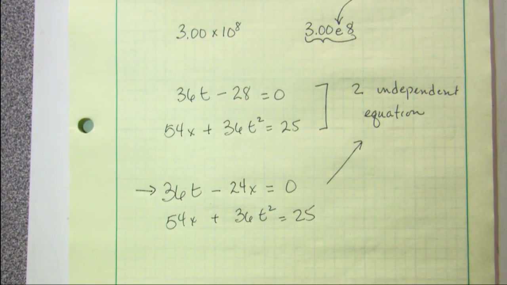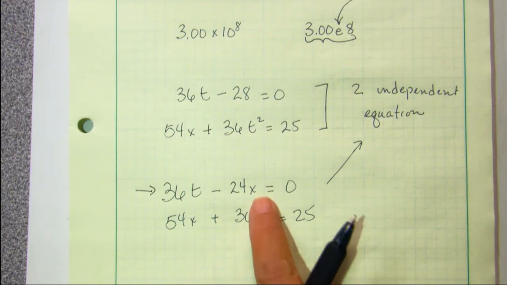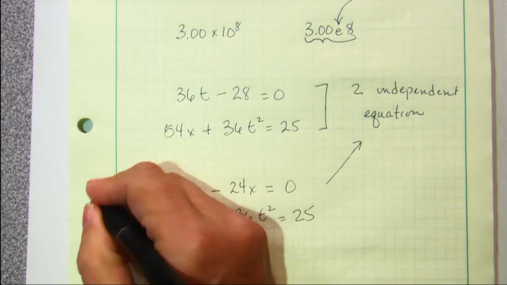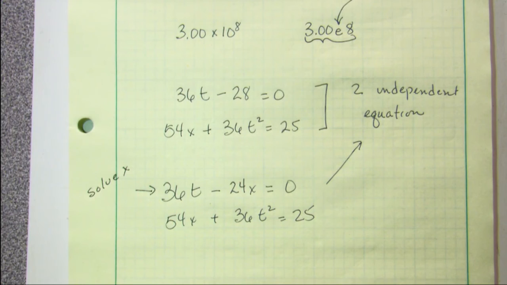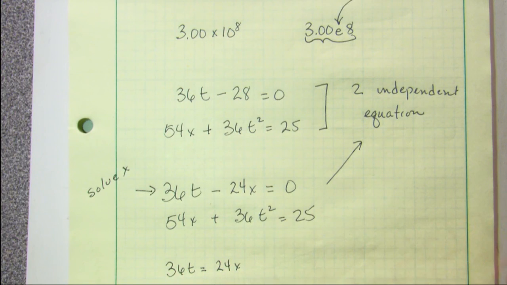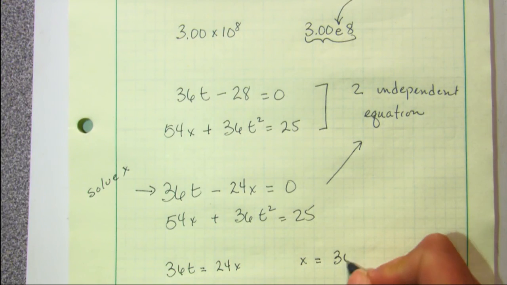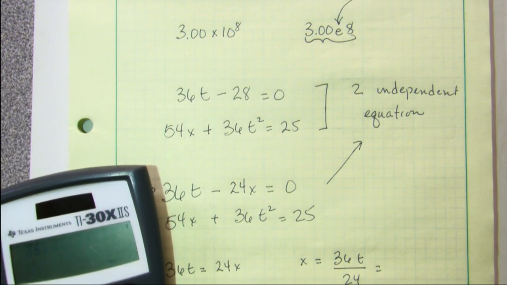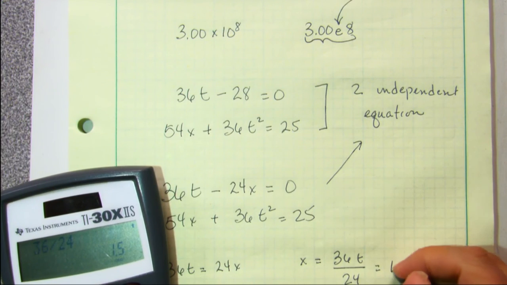What I'm going to do is solve this one for t. Now actually, because x is only to a single power, let's solve it for x. So I'm going to solve this for x. I'm going to get 36t is equal to 24x. X is going to be 36t divided by 24. And since I don't like carrying around fractions, I'm going to go ahead and do that in decimals. I'm going to do my 36 divided by 24, and that's going to give me 1.5t.